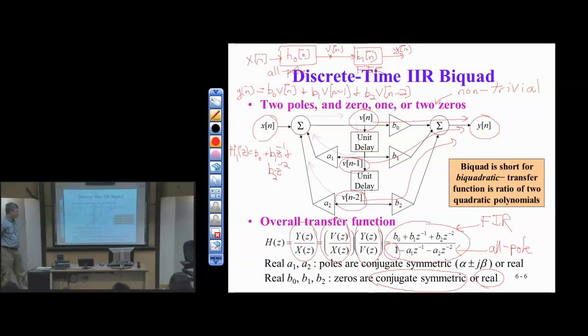Have a zero and a pole cancel each other out. That's one way to do it. But in terms of coefficients, what happens to the coefficients? The pole zero cancellation works. What happens to the coefficients?